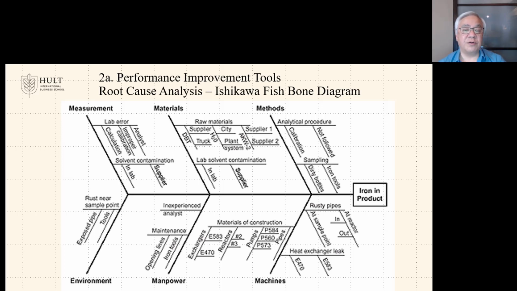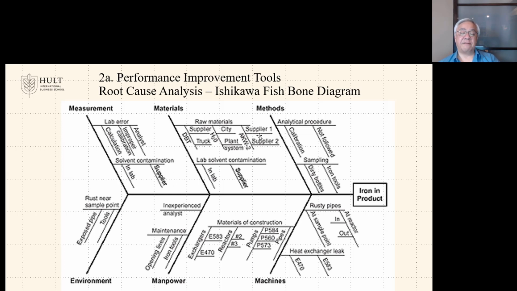Next, we're going to look at some tools, and we'll go through one page at a time just to show you a picture of it if you haven't seen it, and if you have seen it, you'll remember these hopefully at first glance. This is a root cause analysis. It's also called the Ishikawa fishbone diagram, quite descriptive. It looks like a fishbone. And it says at this end, what is the problem? What is the issue we're trying to analyze? Here there was iron that was found inside the product, which is not a desired outcome.